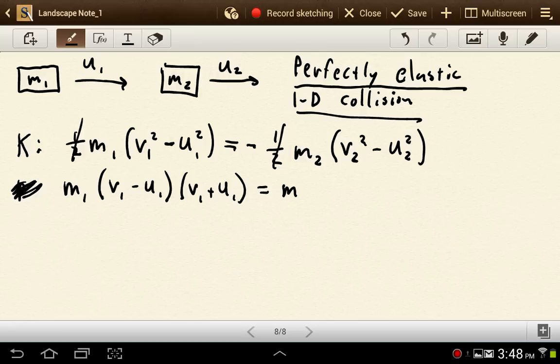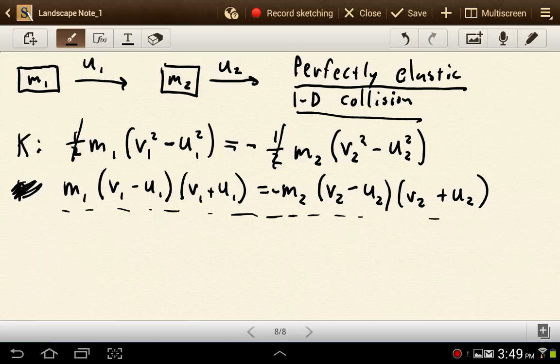And then I'm going to have a negative M2 times V2 minus U2 times V2 plus U2. Okay, so that's how the second half factors, and it looks good like that. So I'm going to leave that for a moment and draw a little light dashed line under that.